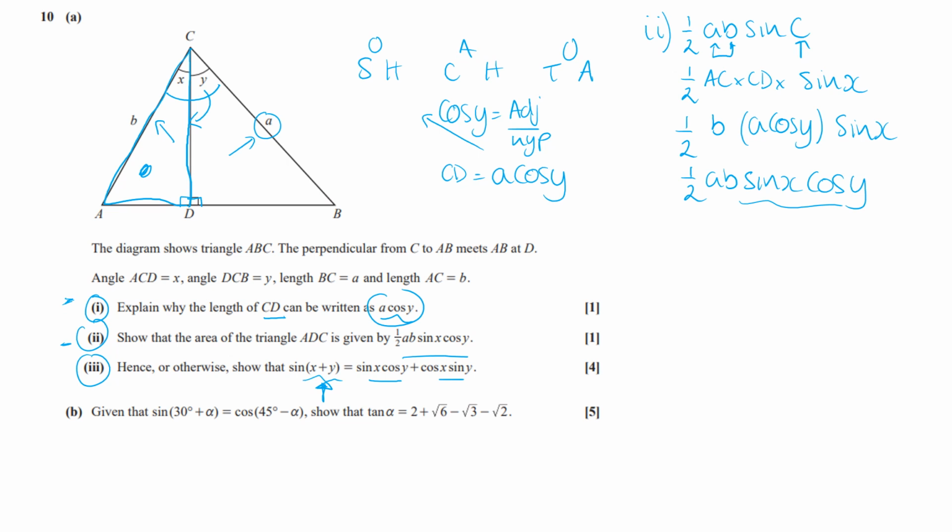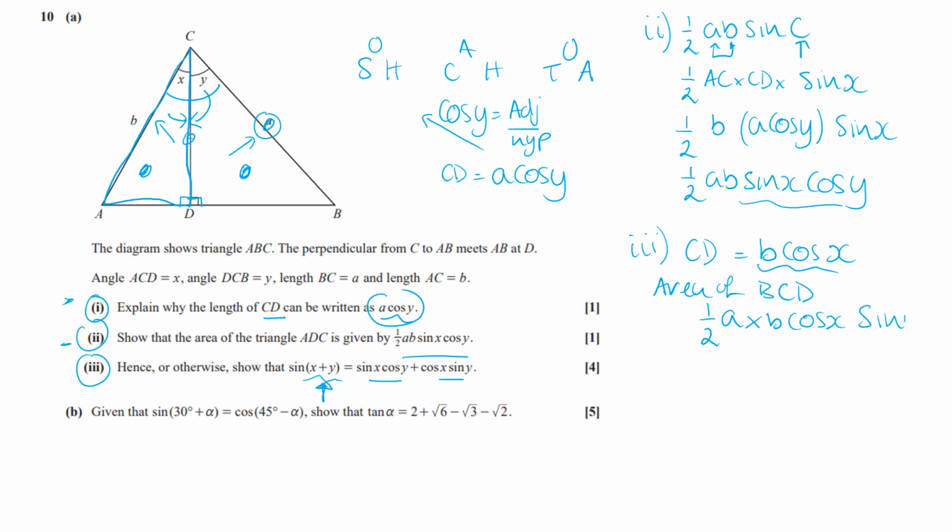Now if we do that all the other way round, so for part 3, if we get another expression for CD and work in the left hand triangle, this is going to be adjacent to now angle X, and it's going to be equal to B cos of X. And then if we get the formula for the area of this triangle here, the area of BCD, that's going to be half times A times this thing here, B cos X, that would be the half of the two sides, and now times by the included angle, which is sine Y.